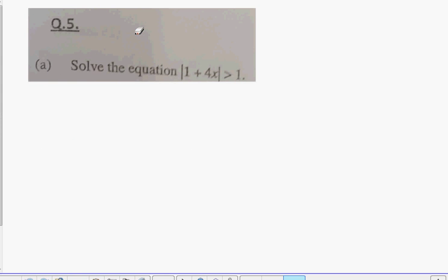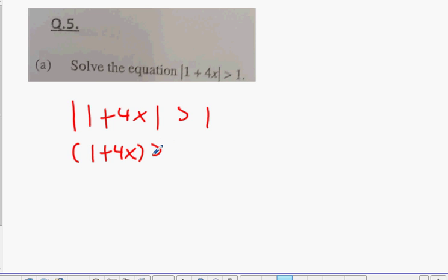Alright lads, this one here, an inequality question, okay? Solve the following inequality: the modulus of 1 plus 4x is greater than 1. Now, we generally square both sides, don't we? So we're going to get 1 plus 4x squared is greater than 1 squared. Now please remember, squaring both sides does not affect the inequality.